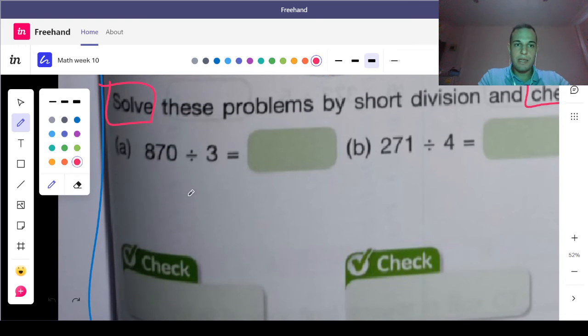So let's divide 870 by 3. And we'll do it the long way because we have remainders. 3 goes into 8. How many times? 2 times. Because 2 times 3 is 6. So 8 minus 6 equals 2. Bring down the 7.